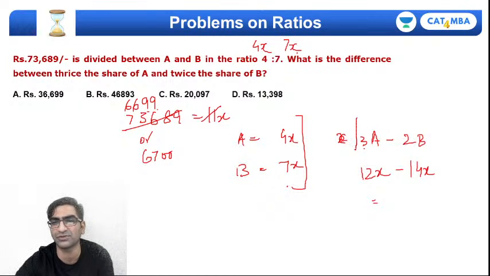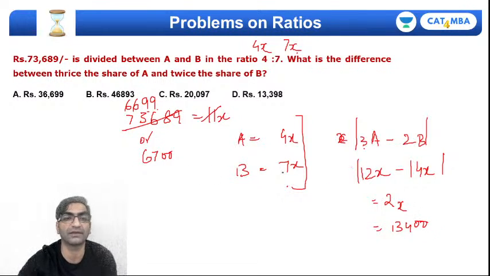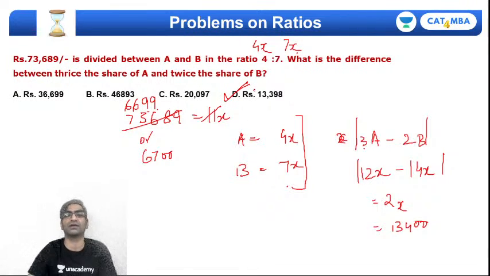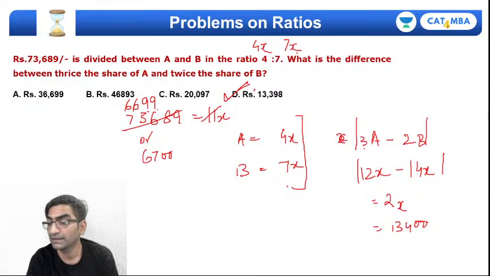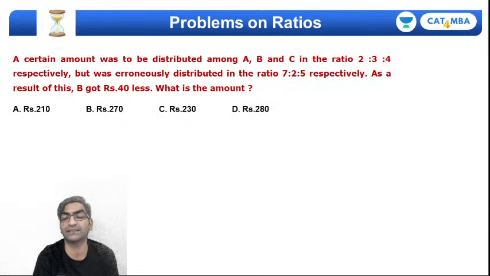Forget the negative difference, you're taking the absolute value, right? So 2x. If x is 6700, that's what we got, then 2x should be about 13,400. In fact, 13,398 is just short of 13,400. That's going to be my answer to this question, right? Okay, fair enough. Let's move things ahead.